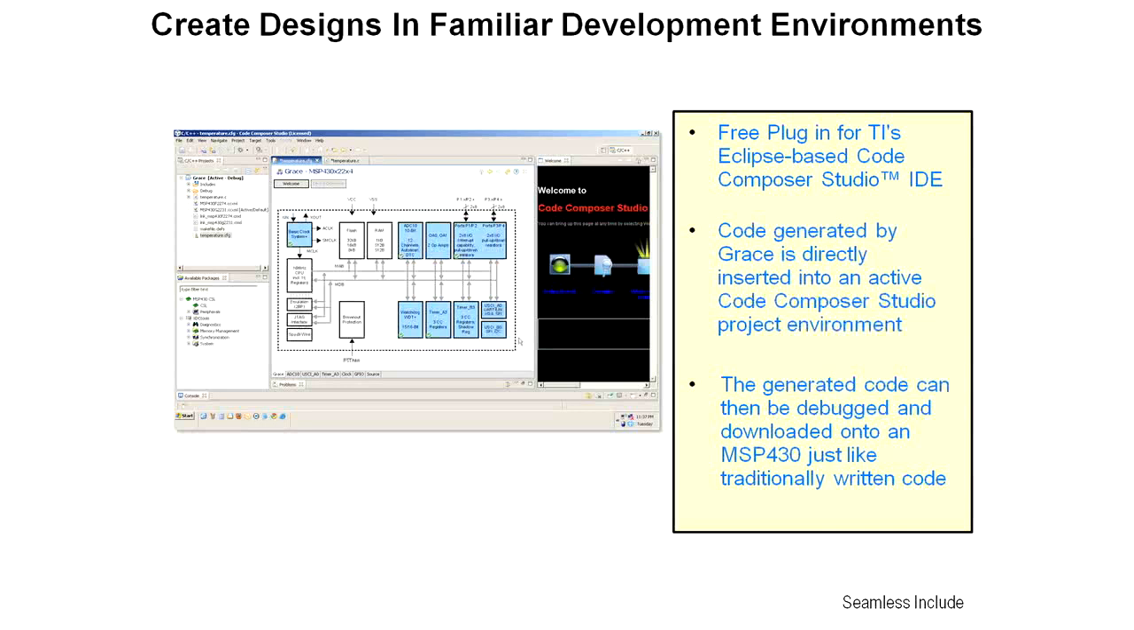Grace works directly inside Code Composer Studio. It's a free plugin for CCS. In fact, since you have 5.1, it was already part of the download. The code generated by Grace is directly inserted into your active CCS project environment, and then you can go in and debug the code and download it into an MSP430 just like you had written it yourself. In fact, if you like the code that's generated there, you can cut and paste that and take it into your own code.